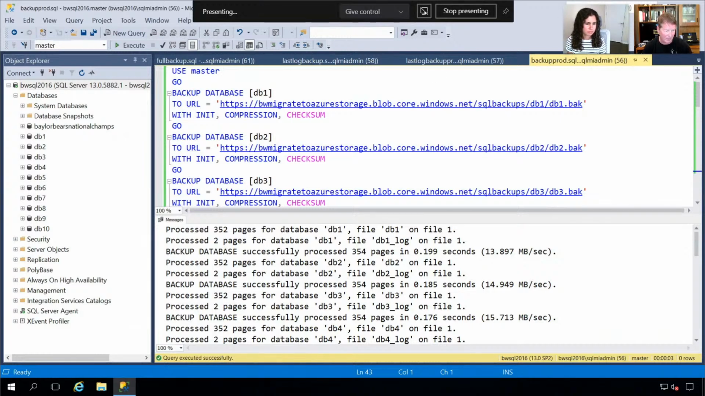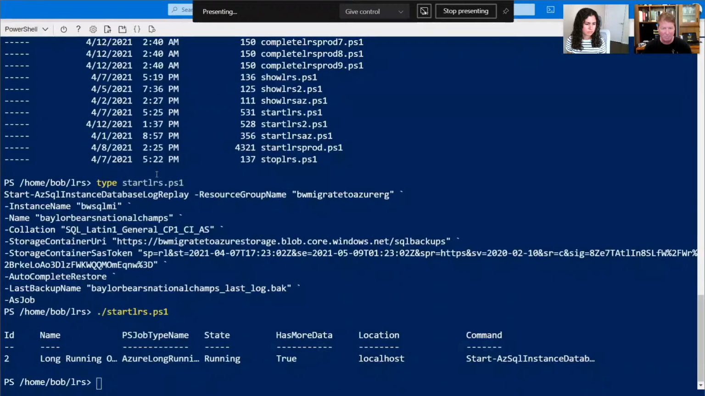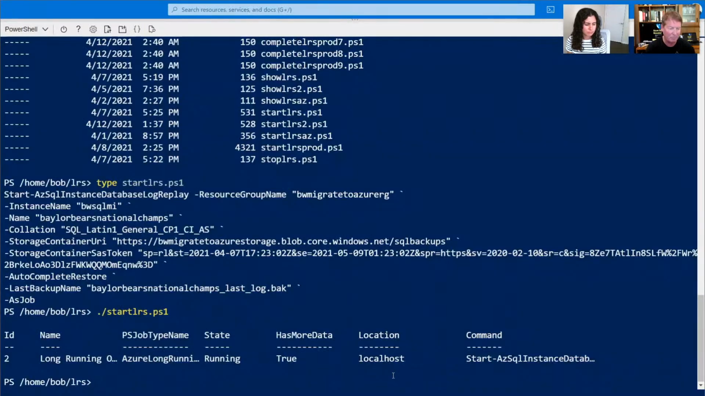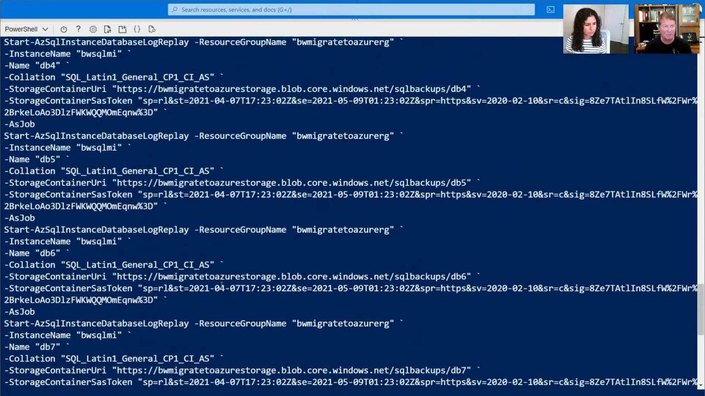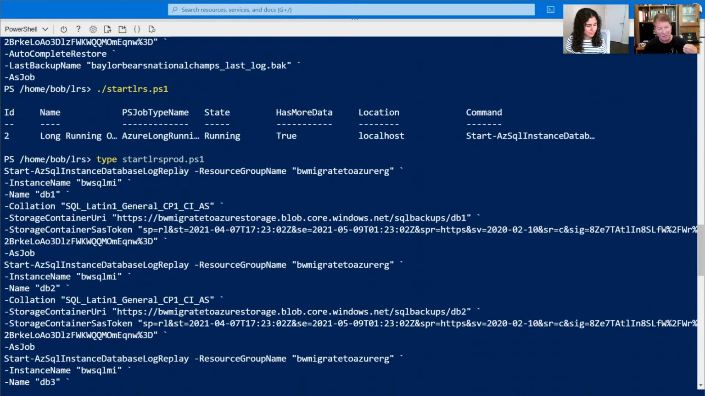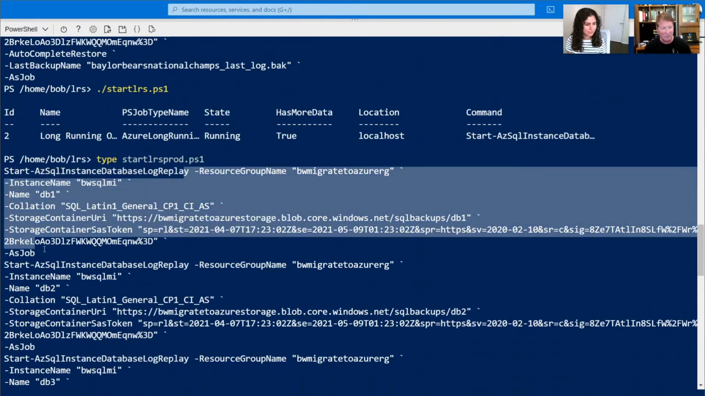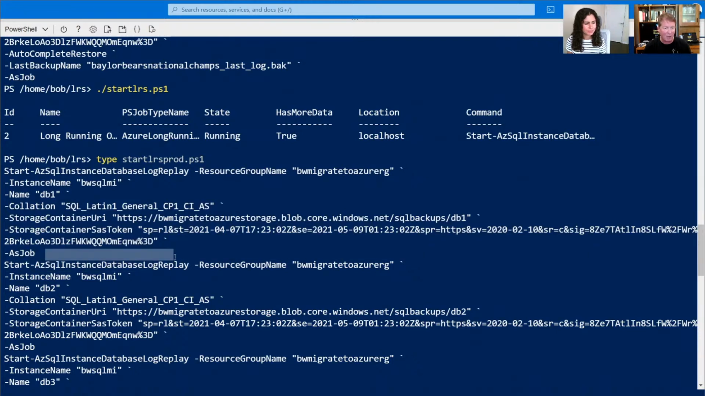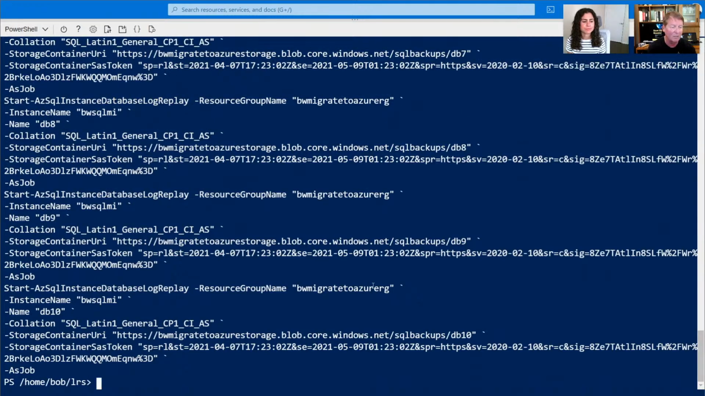So in PowerShell, I'll do something just a little bit different here than I did before. Let me get over to that. So in PowerShell, I've got a different script here called start LRS prod. Now what I'm going to do here is I'm going to use the power of PowerShell, but this log replay gives me the ability to run this as a job. Now this is not autocomplete. This just says go restore this. In fact, let me just kick it off actually.